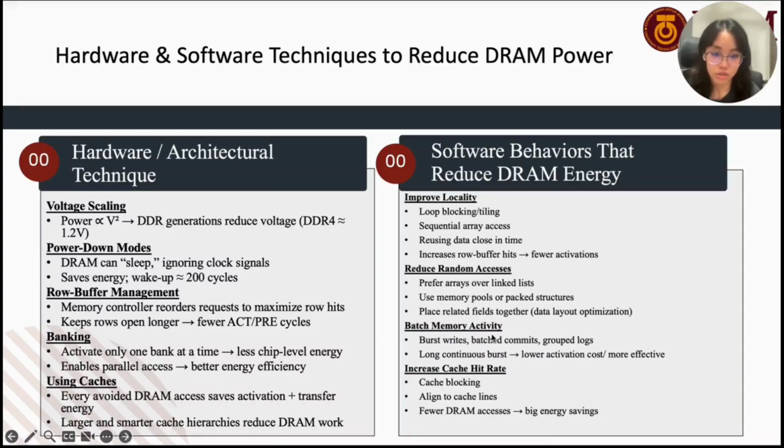Next is batching memory activities. It is most effective when we use long continuous bursts so that activation costs are lower. Lastly is increasing the cache hit rate. If there are fewer DRAM accesses, then we will save a lot of energy.